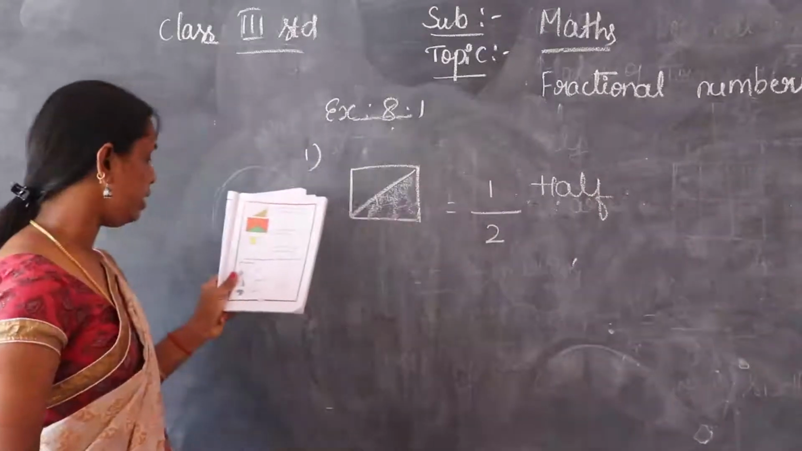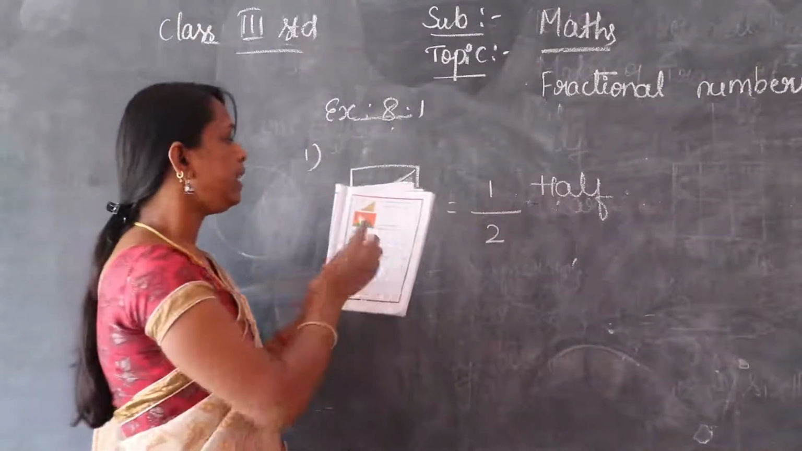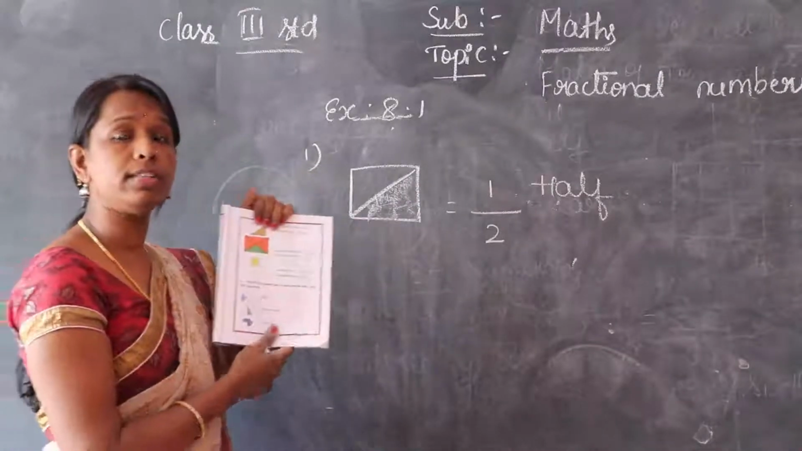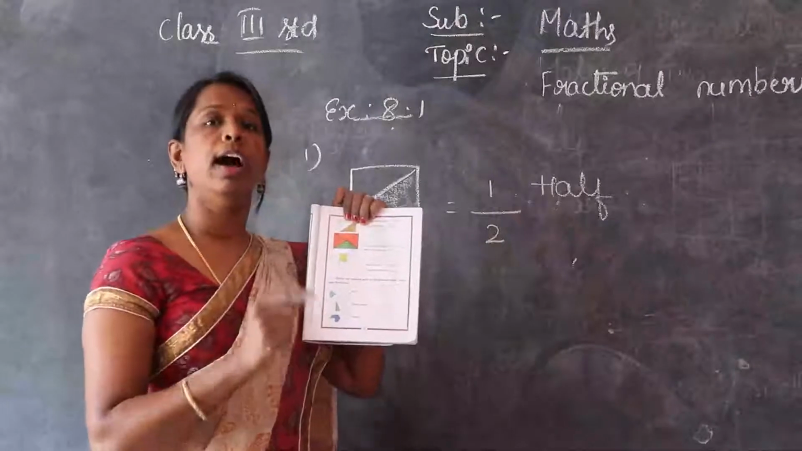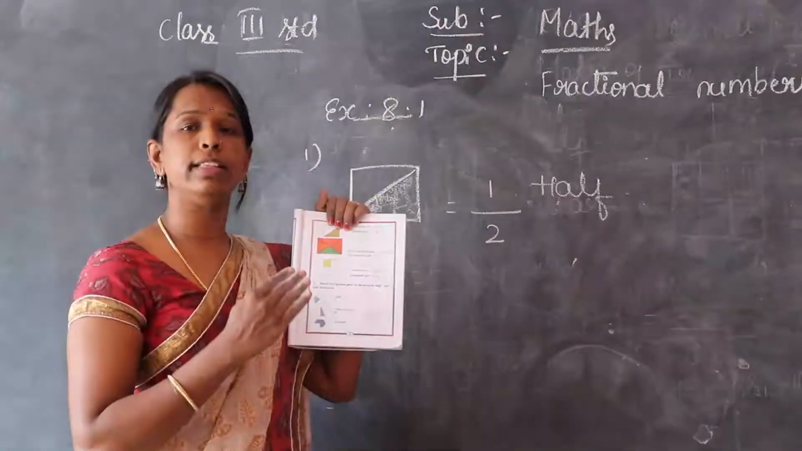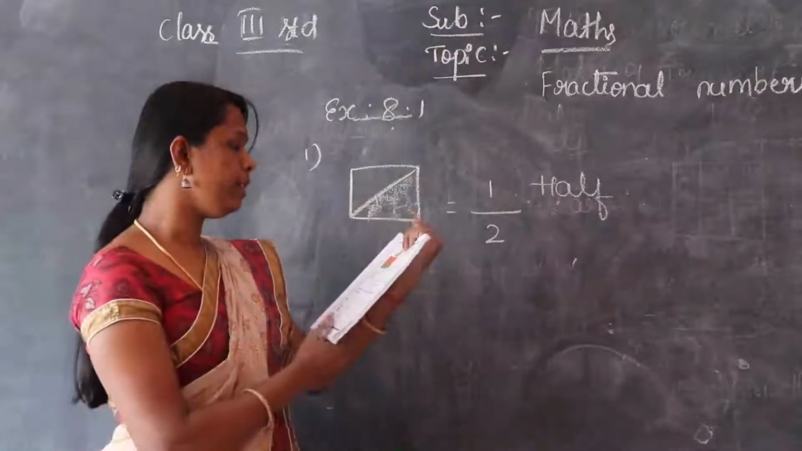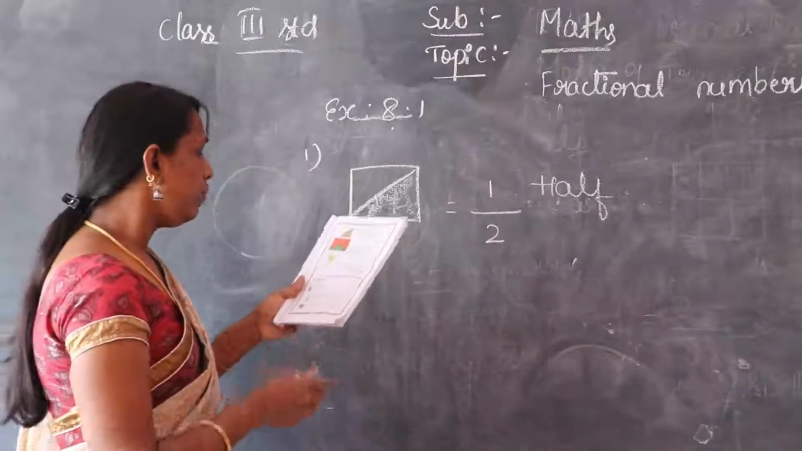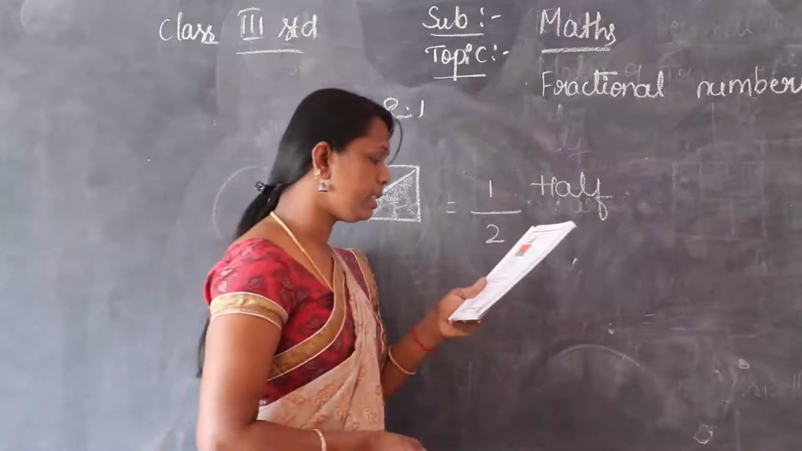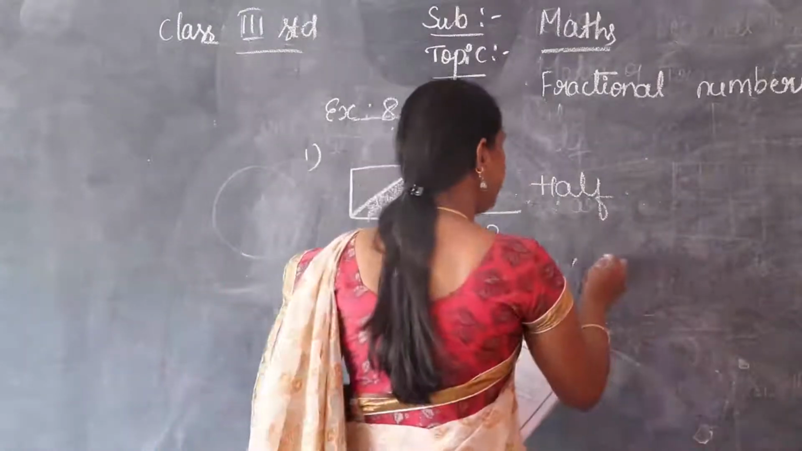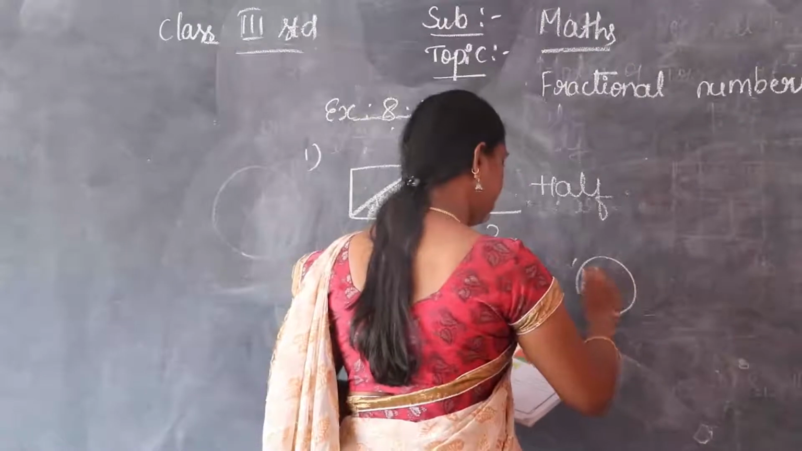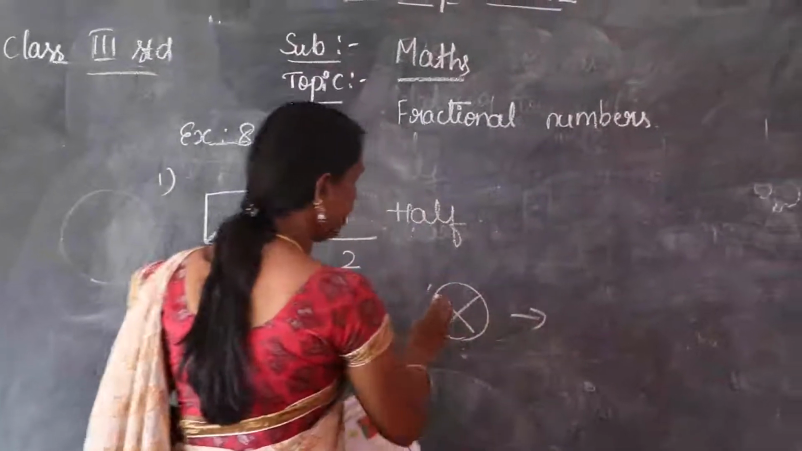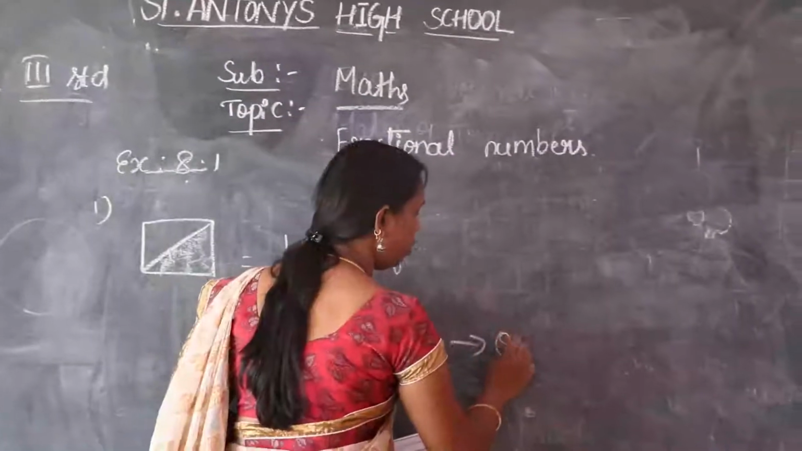Next, the second one, from your page number 35. The green colored part is a quarter, because only 1 part is shaded, and the other remaining part is 3, that is 3 by 4. Okay, the red part is 3 by 4, and the 1 by 4 part is a quarter. Match the shaded part in the picture with the suitable fractions. The fractions are given, so we have to match them.